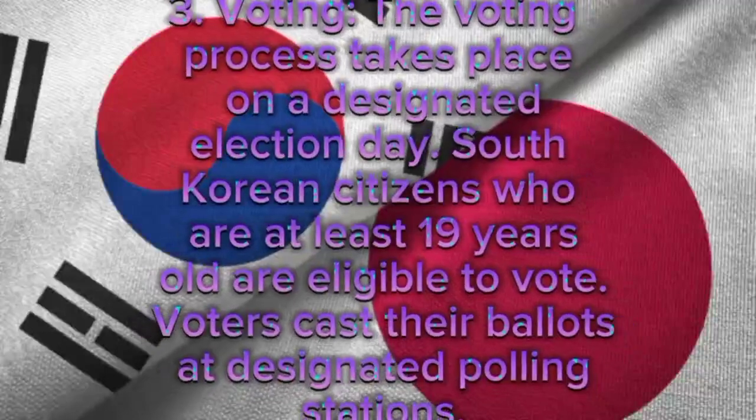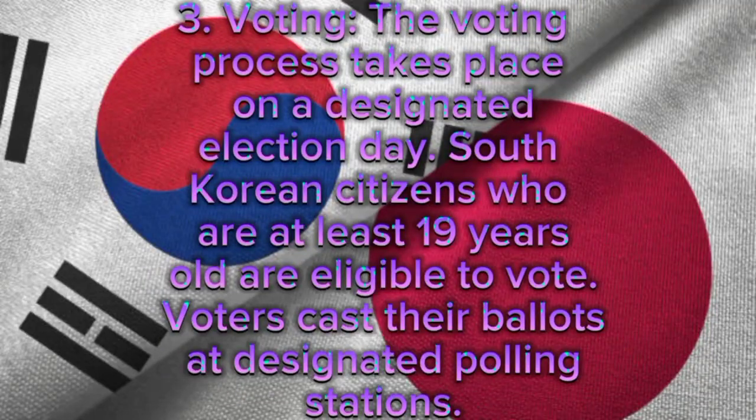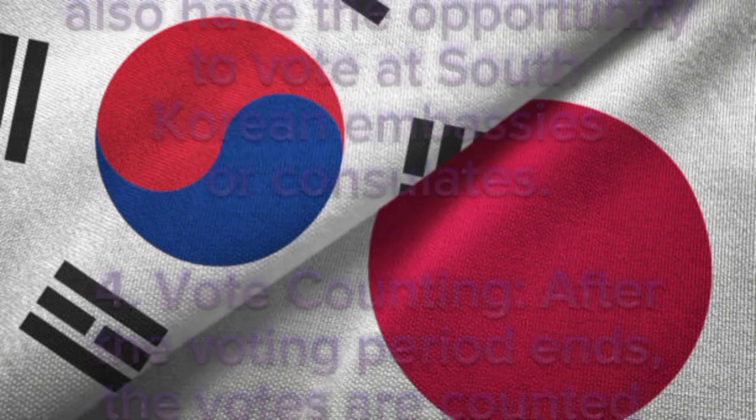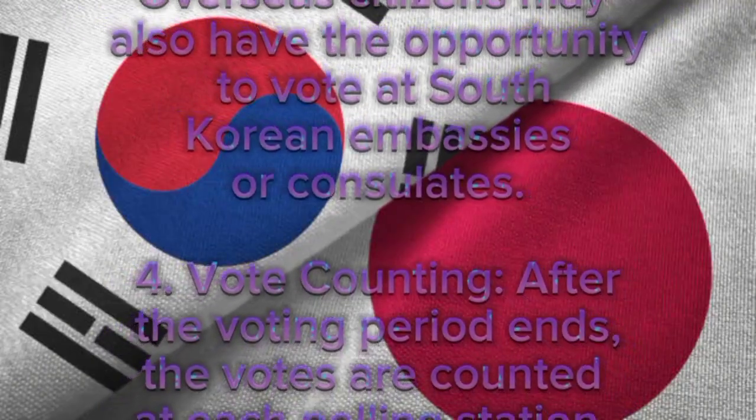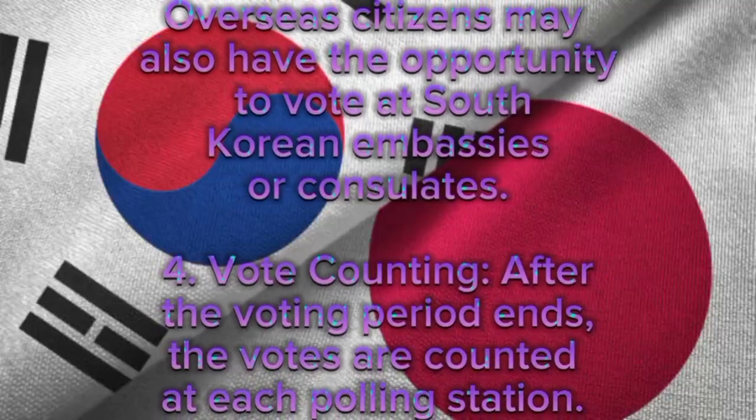3. Voting. The voting process takes place on a designated election day. South Korean citizens who are at least 19 years old are eligible to vote. Voters cast their ballots at designated polling stations. Overseas citizens may also have the opportunity to vote at South Korean embassies or consulates.